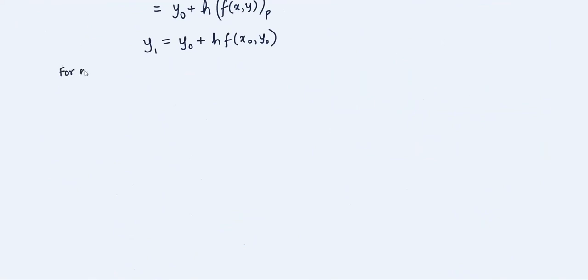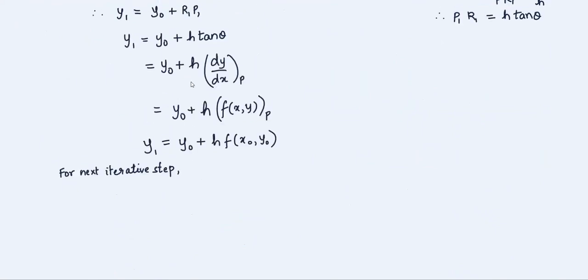For the next iterative step. Iterative means we are repeating the process. That is, for k equal to 2, we get x lies between x naught plus h to x naught plus 2h. So we want to find y2. Y2 will be L2 P2.